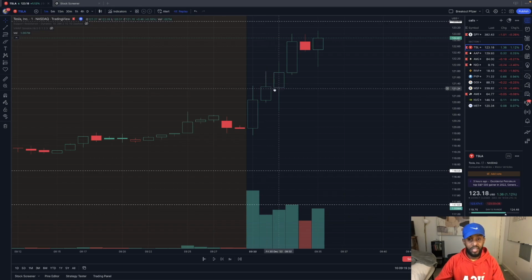And when we look at the next candle, there's 1 million shares of volume. And when we look at the third one, there's 1.1 million shares of volume. So this push is legitimate.